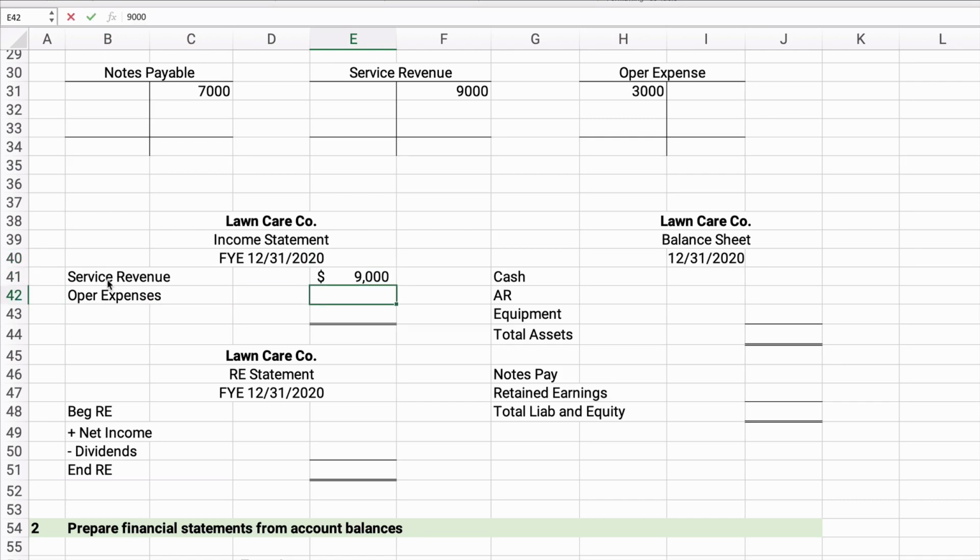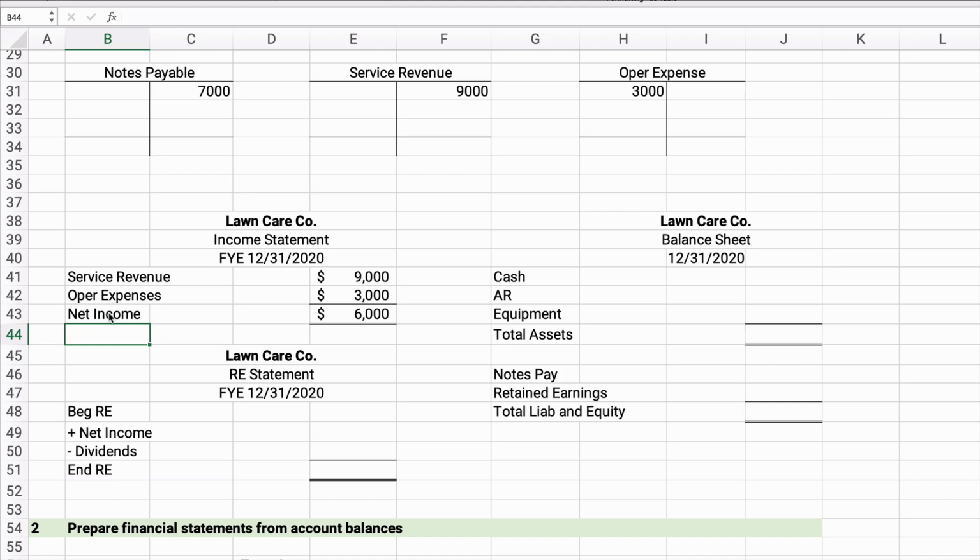I'm just going to type that in. I have this pre-formatted for commas and dollar signs. Our operating expenses are 3,000. So we have 9,000 minus the 3,000. So we're talking about 6,000. Is that going to be net income or net loss? Well, it's net income because revenues are greater than the expenses. $6,000 net income. All right, so the answer to the question is, what is the profit for the year?